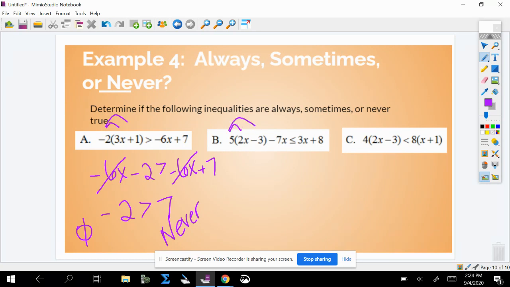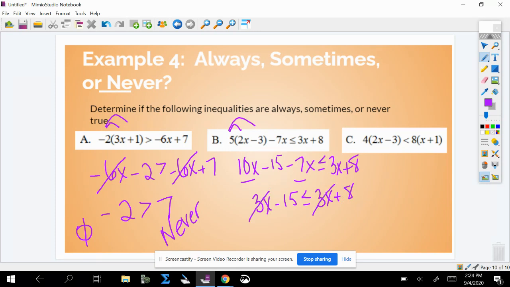Let's go through this one. We distribute, we get 10x minus 15 minus 7x is less than or equal to 3x plus 8. So I combine my like terms. So I get 3x minus 15 is less than or equal to 3x plus 8. Again, my x's cancel because I have the exact same on both sides. But now look at what's left. I have negative 15 is less than or equal to 8. That's always true. There's no x's, so there's nothing that's going to make that sometimes true. So we're going to write always true. We could also put like an infinity symbol, say that one's always true.